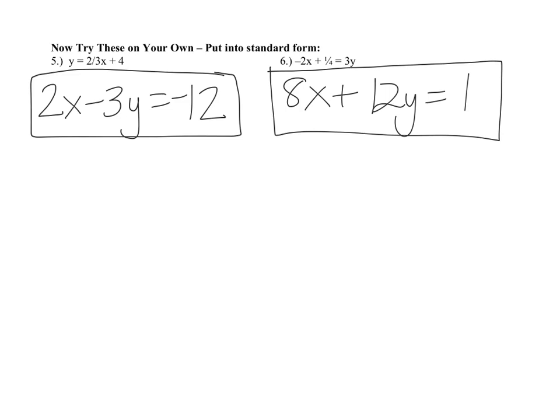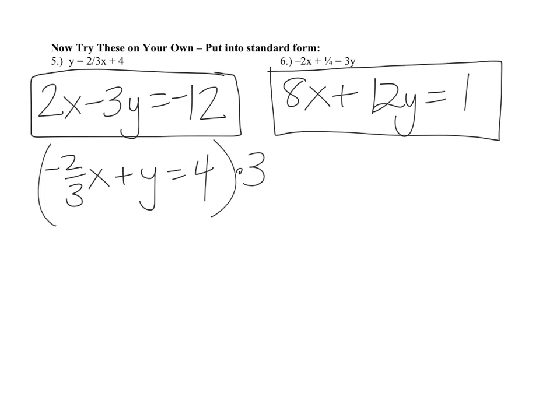So for number 5, you're going to subtract 2/3 x from both sides. So I'm going to end up with negative 2/3 x plus y is equal to 4. And then you have to clear that fraction. So I'm going to multiply everything here by negative 3. And then when you multiply everything by negative 3, negative 2/3 times 3 is just 2, right? So I have 2x minus 3y equals negative 12. And that's how I got the answer.